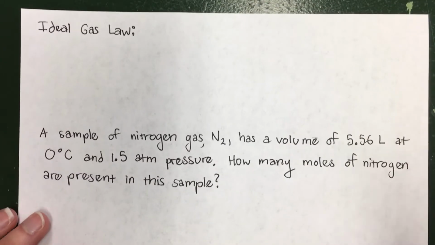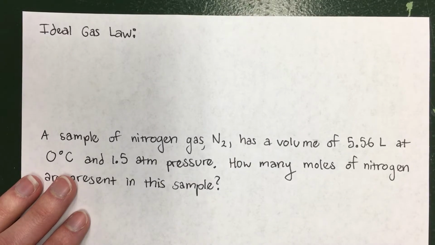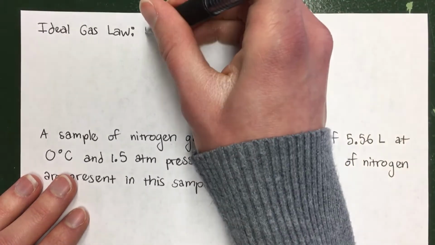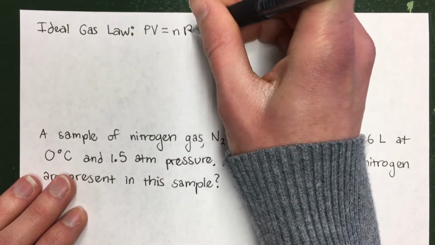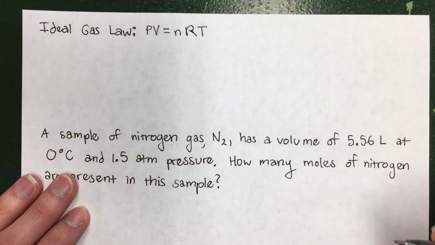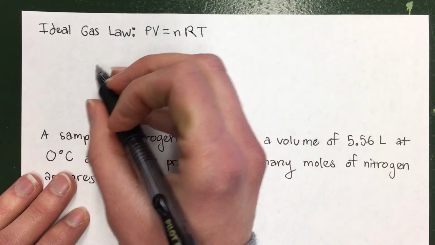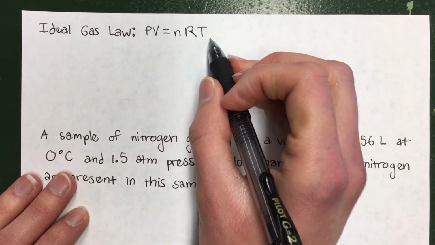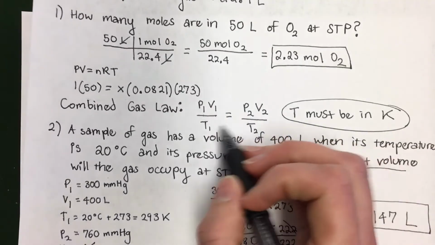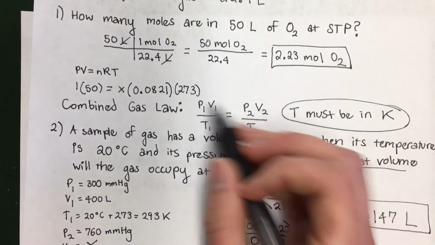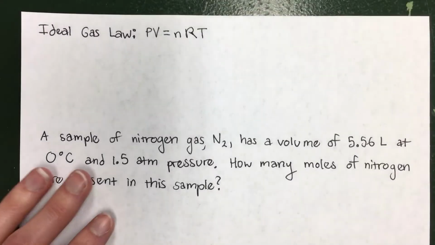Okay, last thing that you need to know is the ideal gas law. So the ideal gas law is the one that looks like this. It's PV equals nRT. And with the ideal gas law, there are specific units that all of these pieces have to have. So with the combined gas law, our temperature had to be Kelvin, but our pressure and volume could be whatever we want as long as they match. Not the case in this one.